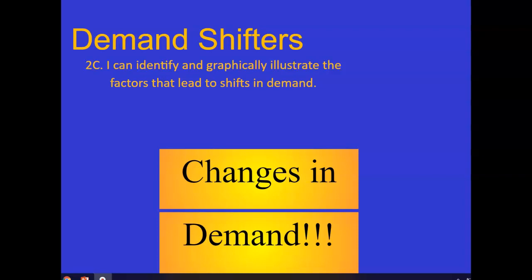Hello, economics students. Today we are going to be looking at demand shifters. This is Learning Target 2C in your packet. I can identify and graphically illustrate the factors that lead to shifts in demand.